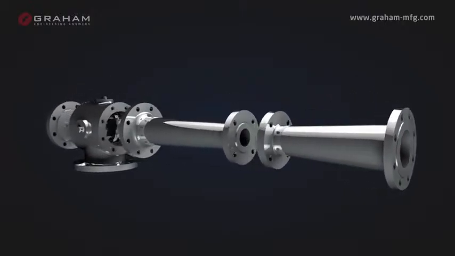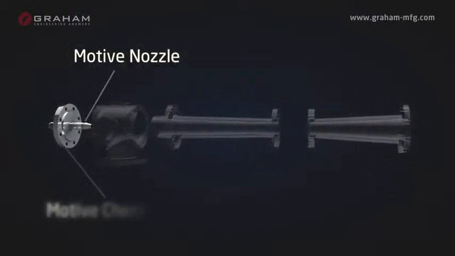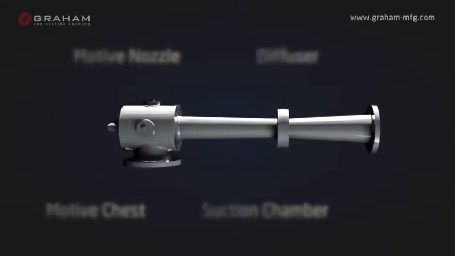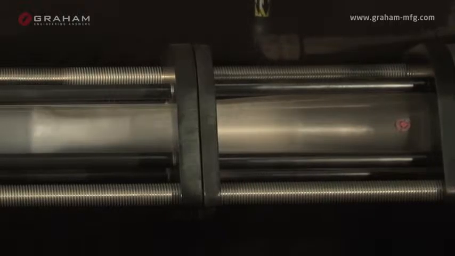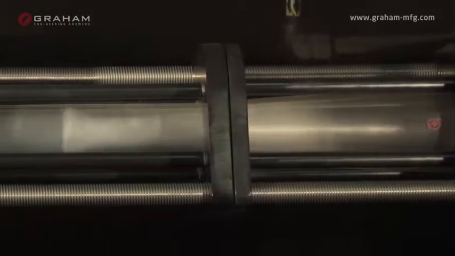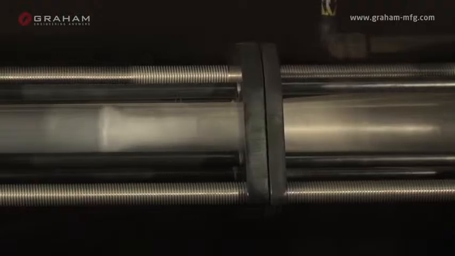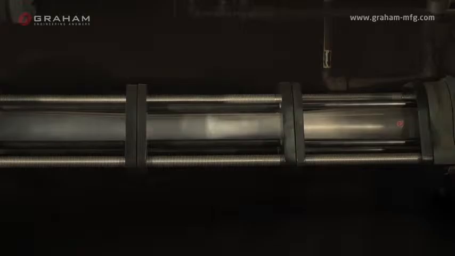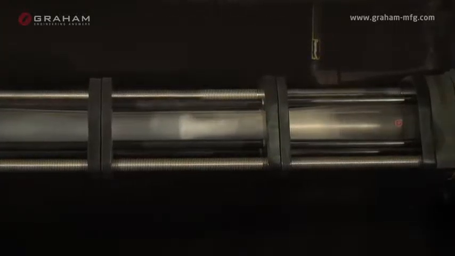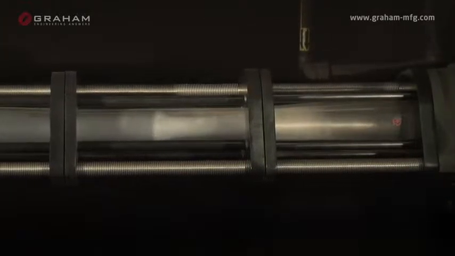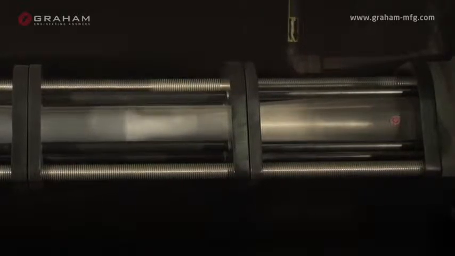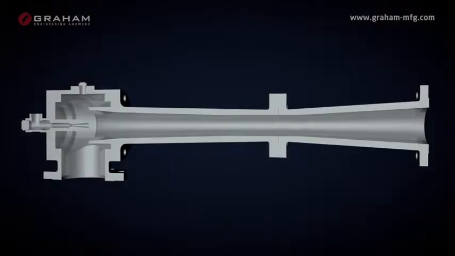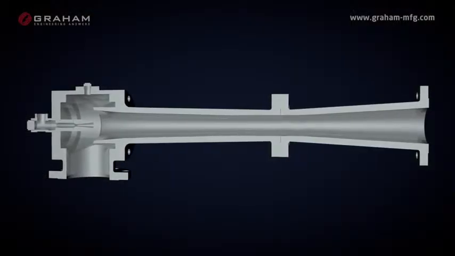There are four major components to an ejector: the motive nozzle, motive chest, suction chamber, and diffuser. An ejector works by converting the pressure energy of the motive fluid, otherwise known as potential energy, to velocity energy or kinetic energy. This is accomplished by the adiabatic expansion from the motive fluid supply pressure to the suction load pressure, as motive fluid flows through a converging diverging nozzle, as you can see happening here in the glass ejector. Now we will move on to discuss the four major components in more detail.